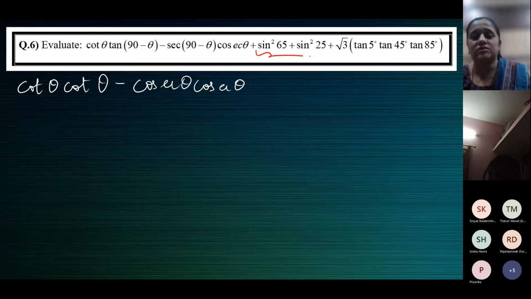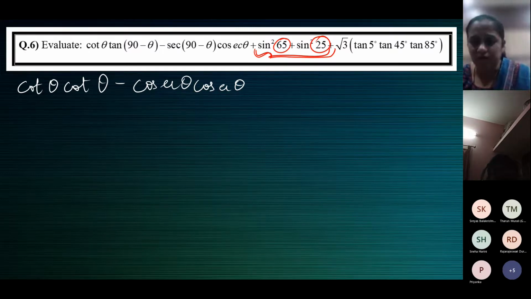So this one is sine square 65 degrees, sine square 25 degrees. 65 and 25 are not standard angles, so you cannot get their values from the sine table. So how to evaluate this part?